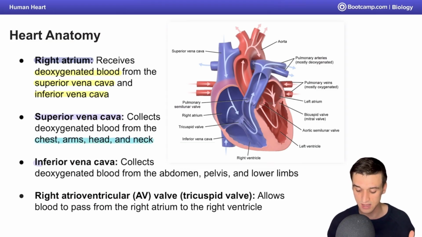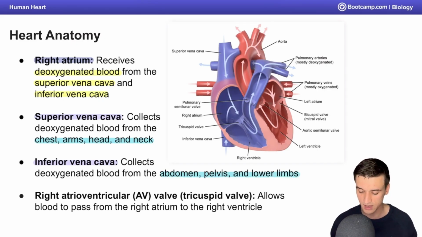Whereas if you consider the inferior vena cava, you're talking about the merging of blood vessels that are bringing blood back to the heart from the lower part of the body. And so therefore the inferior vena cava would be the structure that's going to be collecting deoxygenated blood from the abdomen, pelvis, and lower limb regions.